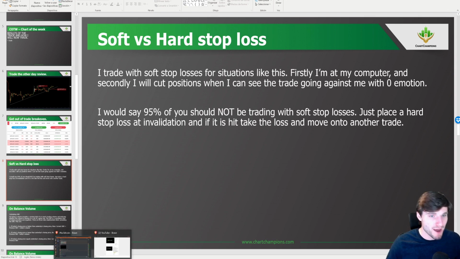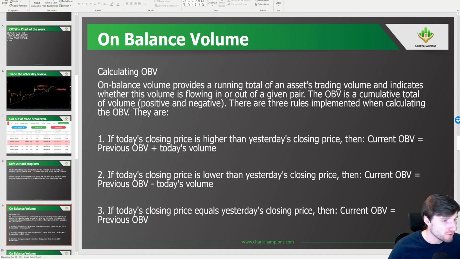Okay, so moving on to the main section of tonight, and this is on balance volume. Okay, so on balance volume. On balance volume is really useful, as you all know. As a trader, I generally don't like indicators. You all know I'm not a fan of indicators.